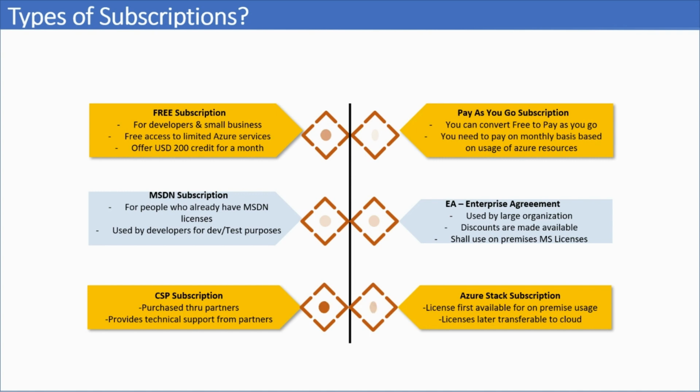The last one is related to the Azure Stack subscription. This subscription provides a hybrid cloud solution that allows customers to run Azure services on premises and extend it to the cloud. Please note down one important thing: all Azure services are not available as part of on premises. The licenses are all first available for on premises usage, and you can transfer the licenses to the cloud at a later stage. So these are some of the important points related to types of subscription.